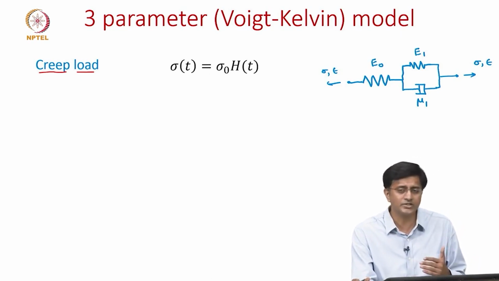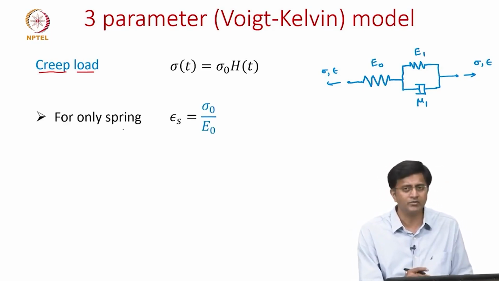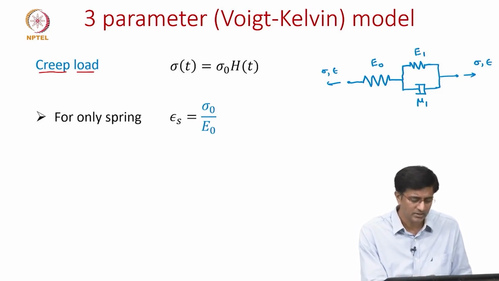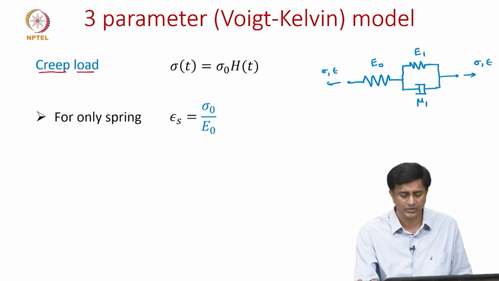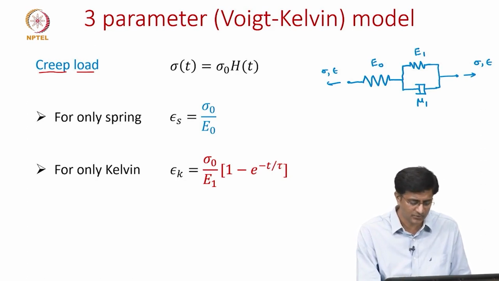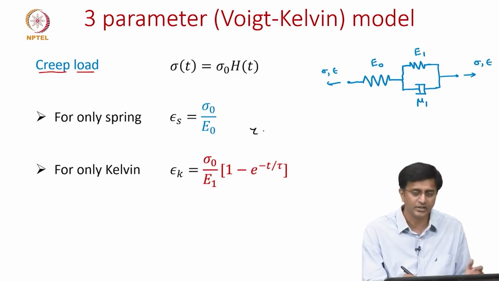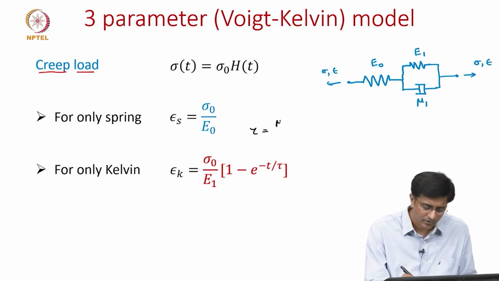So, let us first look at what is the creep response for a free spring. If it is only a spring, then we can simply invoke Hooke's law, from which we can write the strain is stress by modulus. This is for the free spring. Now, if we are only considering the Kelvin model, the creep response for the Kelvin model we have already derived and is shown here. So, it is written in terms of E1 and tau. What is tau here? Tau is nothing but the relaxation time or the retardation time, which is given as viscosity mu1 by modulus E1.